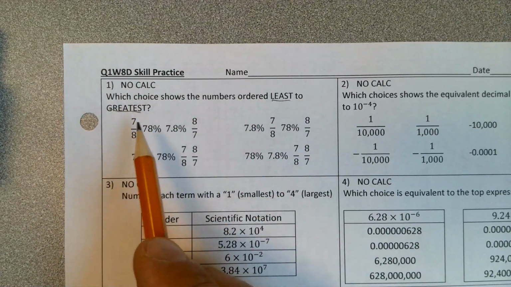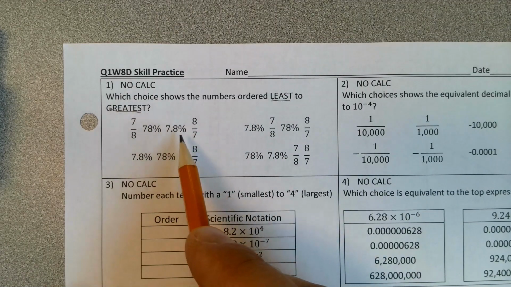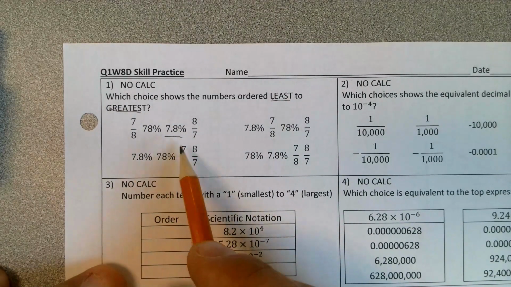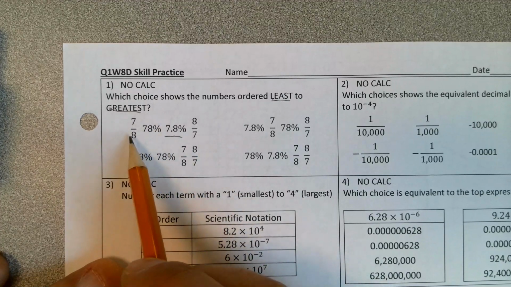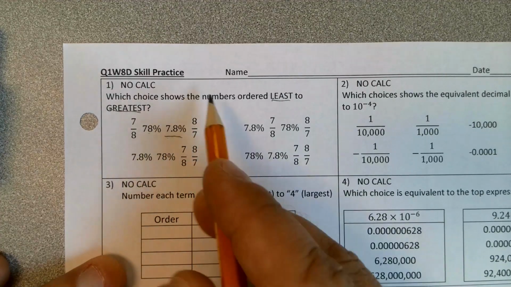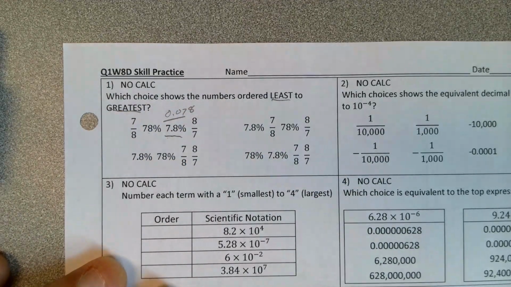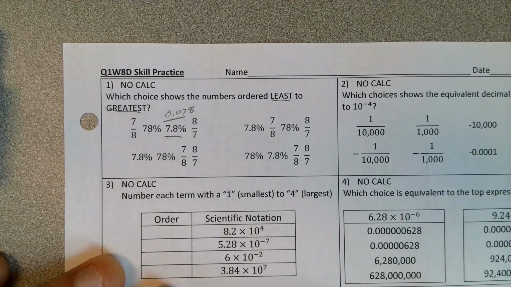We've got 4 numbers here. I'm immediately seeing this 7.8%, and I'm going to realize that's probably going to be the smallest. None of these others are going to be that small. That's like 7 cents. Just tuning into that. That's about 7 cents. So that's going to be the smallest. So I'm going to get rid of this choice. I'm going to get rid of this choice.